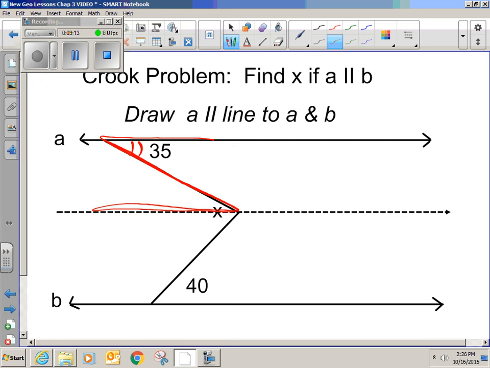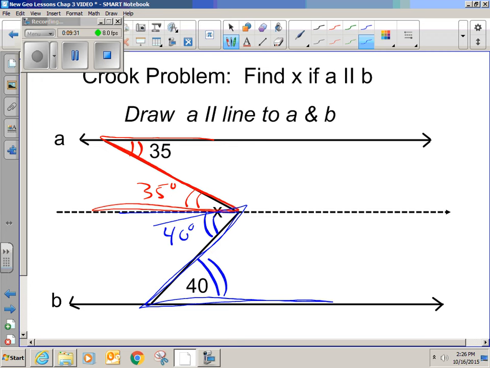which means if this angle is 35, this angle is also 35. Likewise, in blue here, I have another pair of alternate interior angles. Do we see the big Z? If this angle is 40, this angle is also 40. So x now is going to equal 35 degrees plus 40 degrees. X is equal to 75 degrees.